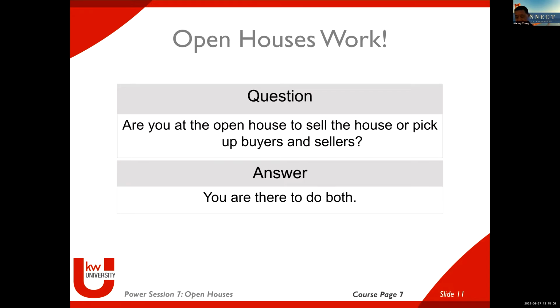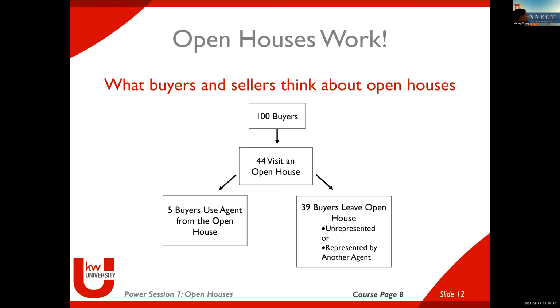Okay. Let's see. This is a really cool graph, I think, if you could see it up there. And as you can see, it shows what buyers and sellers think about open houses. So for every 100 buyers that come in, they say 44 visit an open house. 5 buyers use an agent from the open house. 39 buyers leave an open house unrepresented, meaning represented by another agent. But just because they're represented by another agent doesn't mean you can't get them. If they walk into my open house, I'm going to try to get them.